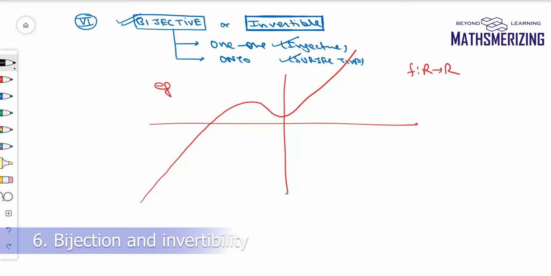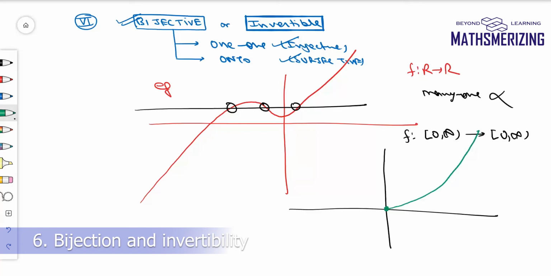So first I'll check whether this is a one-one function or a many-one function. So I'll draw a horizontal line. When I draw a horizontal line, I see 3 points of intersection. So basically it's a many-one function. Now when it's a many-one function, it cannot be a bijective function.